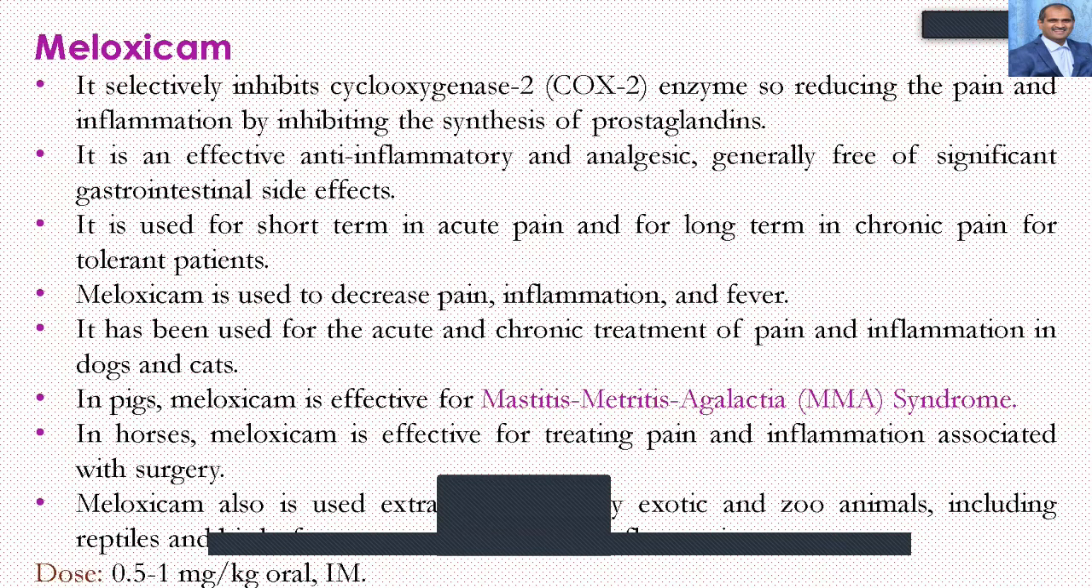In pigs, meloxicam is very effective for the mastitis metritis agalaxia or MMA syndrome. In case of pigs, it is effective for the treatment of MMA. What is MMA? Mastitis metritis agalaxia syndrome. Of course, in horses, meloxicam is effective for treating pain and inflammation associated with surgeries. And meloxicam is also used extra label in many exotic and zoo animals, including reptiles and birds, for the treatment of a variety of inflammations.